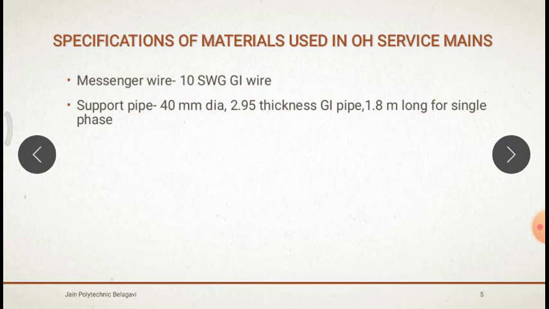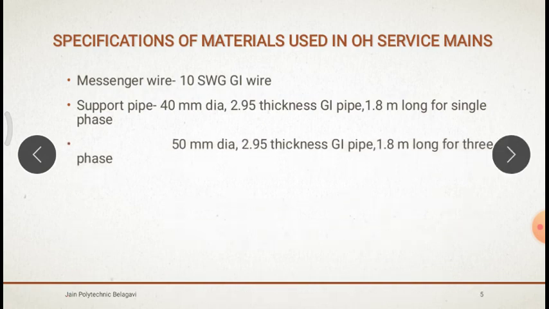If a single phase supply is there, we are using the 40 mm diameter, and if it is a three phase, we are using the 50 mm diameter and 2.95 mm thickness, and the length is also 1.8 meter only for the three phase. Support pipe we are using is the GI pipe here.